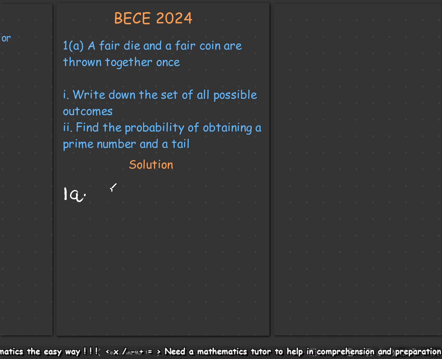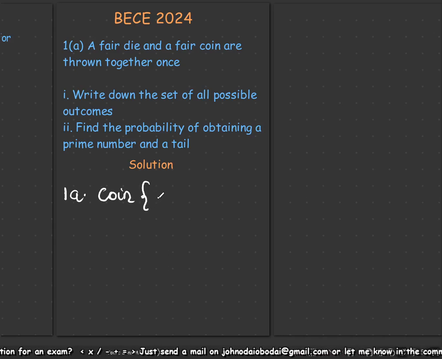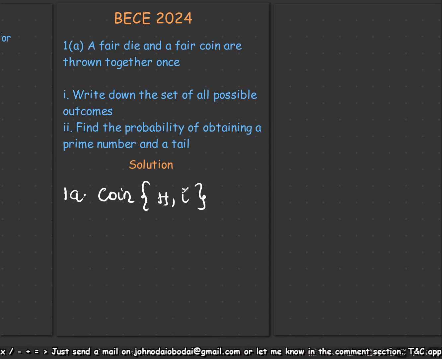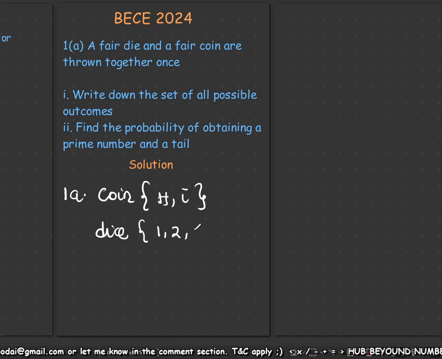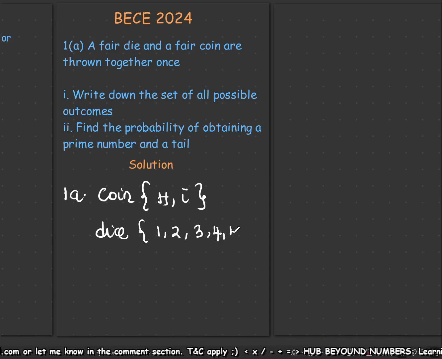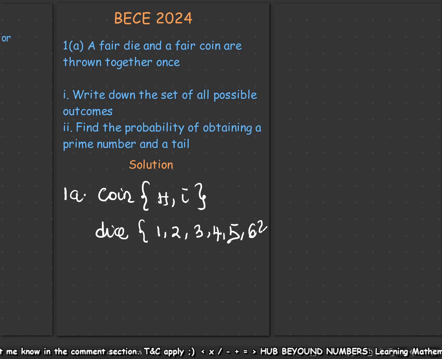Now take note, a coin is thrown and then a die is also being thrown. So if you take a coin, what are the possible outcomes? Those are very simple. For a coin, you either get a head or a tail. But for a die, on the other hand, you are going to get what? 1, 2, 3, 4, 5, and then 6.